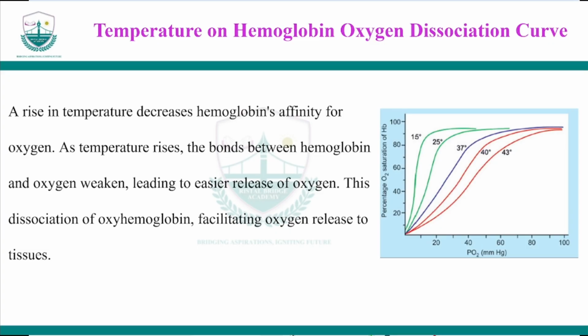During exercise, muscles produce heat and carbon dioxide. These changes cause the curve to shift rightward, making oxygen more readily available to meet increased metabolic demands. This is a practical example of how the oxygen dissociation curve supports homeostasis under physical stress.